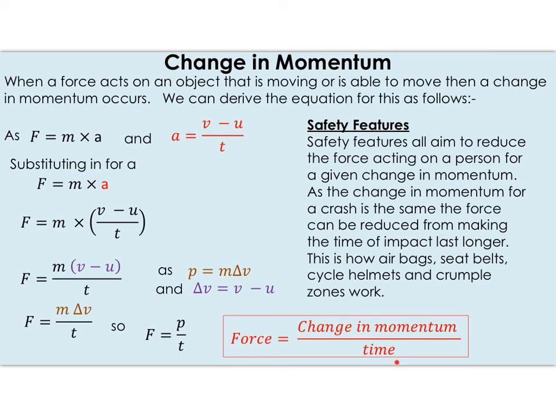You can see here from this equation, if we increase time, we're going to decrease force. Because if this gets bigger, we're going to be dividing the same number by a larger value, which makes that smaller. So this is how airbags work. Airbags increase the time taken for the collision, therefore reducing the force on the person. Seatbelts, again, do the same thing. They increase the time of the collision and reduce the force on the person, and so do cycle helmets and crumple zones. They all work in the same way.